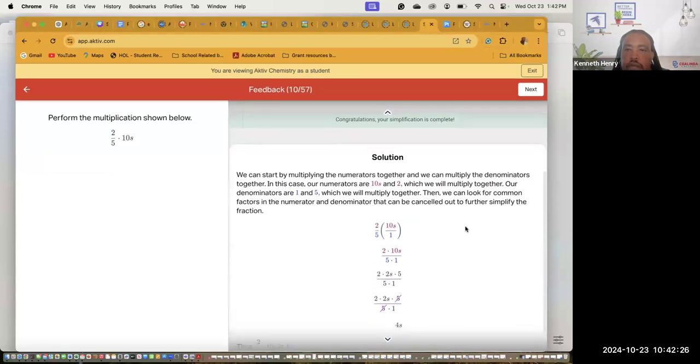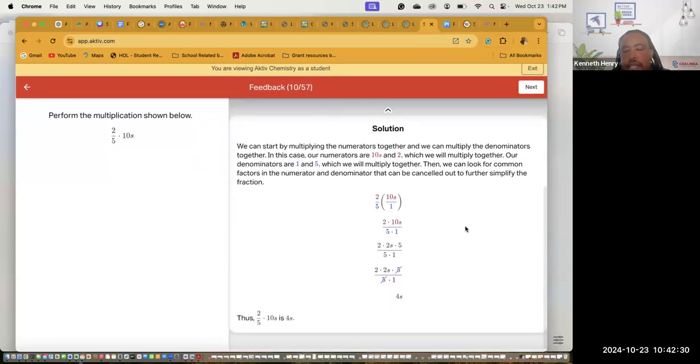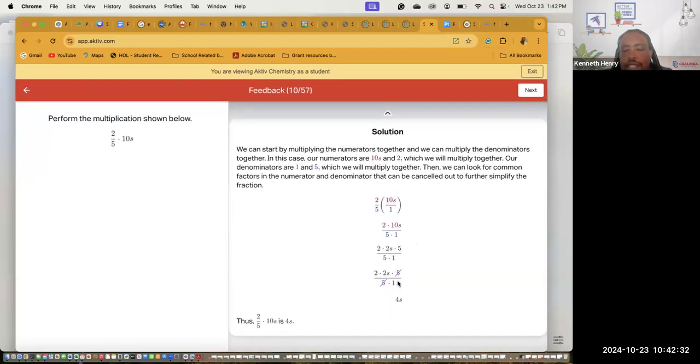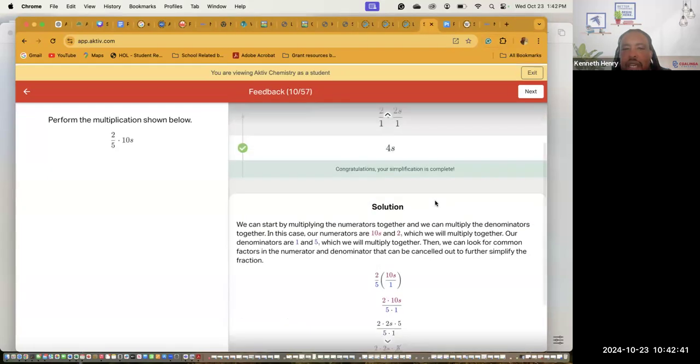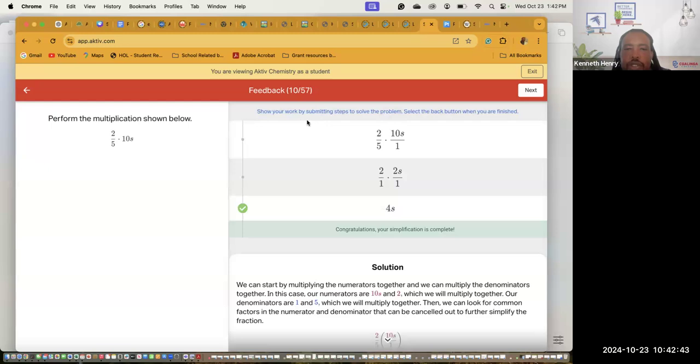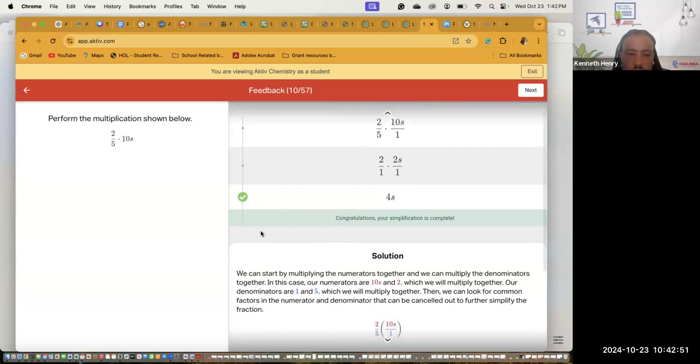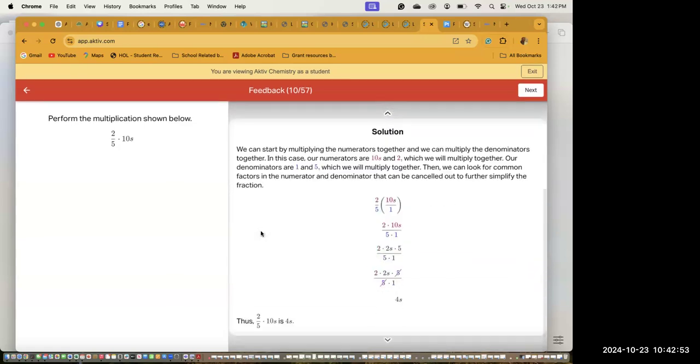Okay. And it shows, okay, so you did it that way. This is how I would normally do it, and this is how we end up with it. But it's each step rather than putting the equal sign in one step. It wants you to go step by step. So that's what it says, show your work by submitting steps to solve the problem. Does that make sense? Yes. Okay.